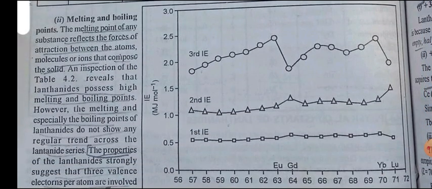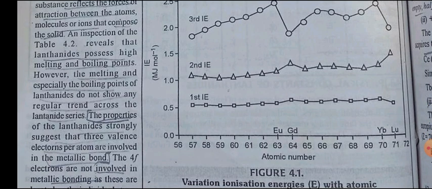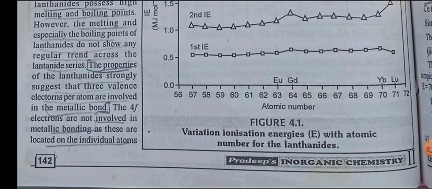Melting and boiling points. The melting point of any substance reflects the force of attraction between the atoms, molecules or ions that compose the solid. An inspection of table 4.2 reveals that lanthanides possess high melting and boiling points. However, the melting and boiling points, especially the boiling points, of lanthanides do not show any regular trend across the lanthanide series. The properties of the lanthanides strongly suggest that three valency electrons per atom are involved in the metallic bond.